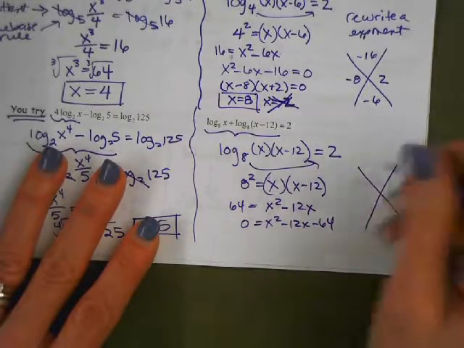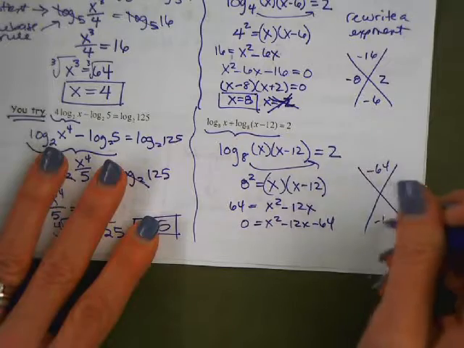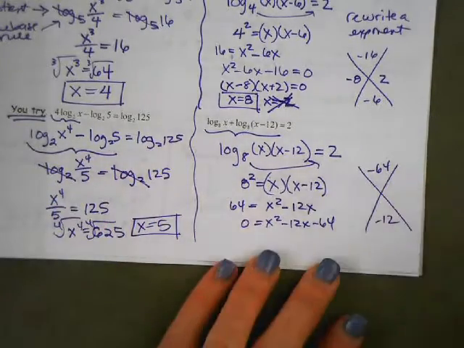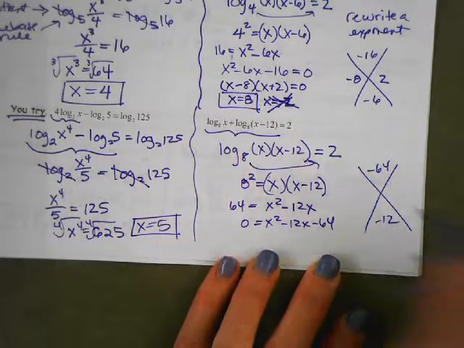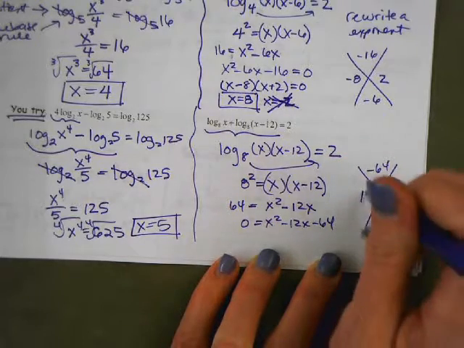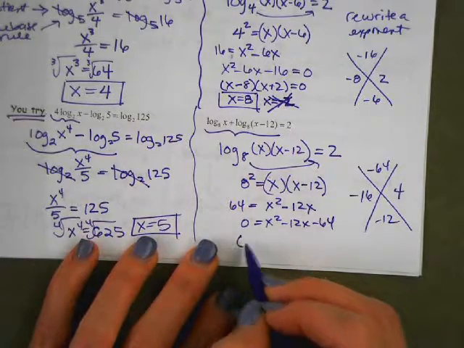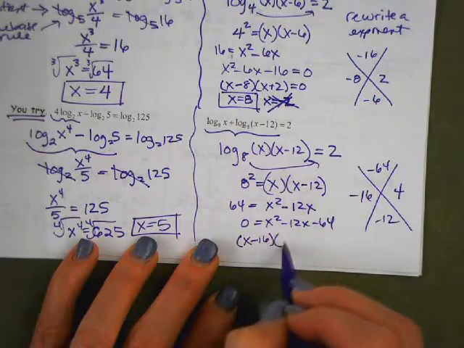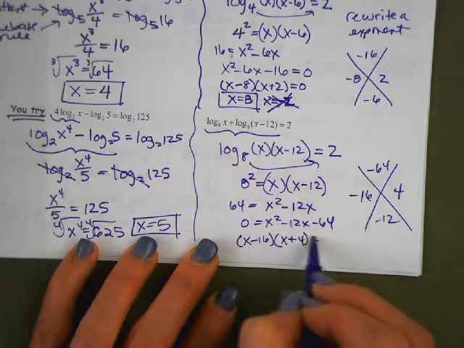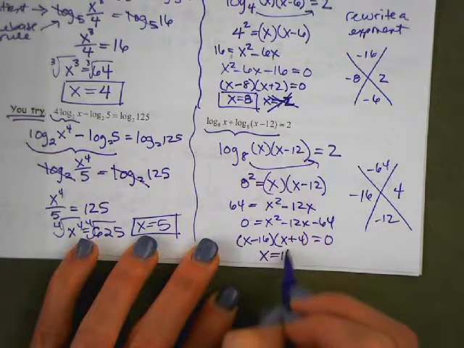This can be factored. What are factors of 64 that give me 12? 16 and 4. Okay, it's negative 16, positive 4. So I can rewrite these as x minus 16 and x plus 4 equals 0. So I have x equals 16 and x equals negative 4.